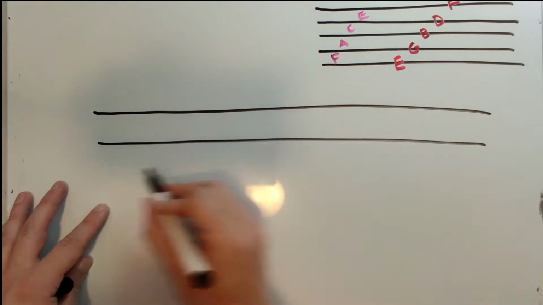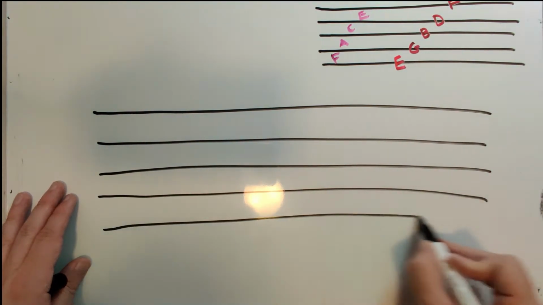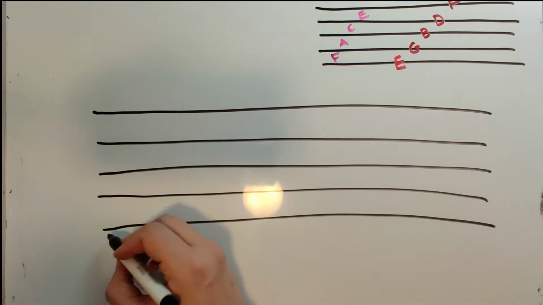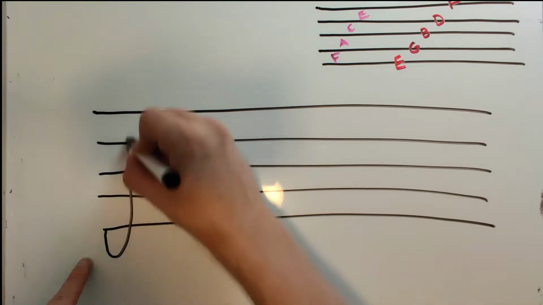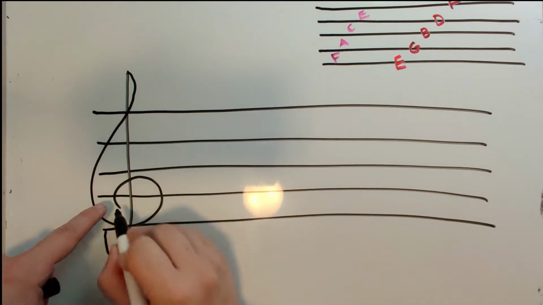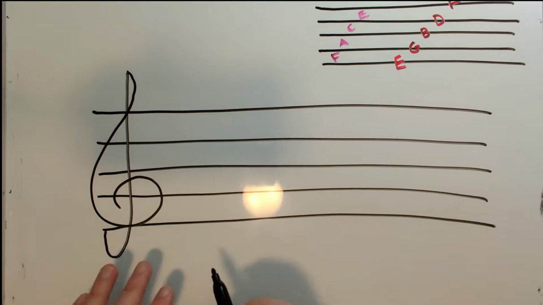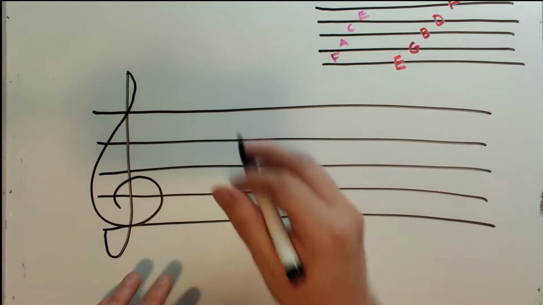1, 2, how many lines? Correct, 5, 4, and 5. And then we're going to draw our treble clef at the very beginning. Remember, it's like a J at first, and then make your P, and then you're going to do a swirl around the second line. That's important, I'm about to tell you that soon. And we're going to go ahead and start putting some notes on the staff.